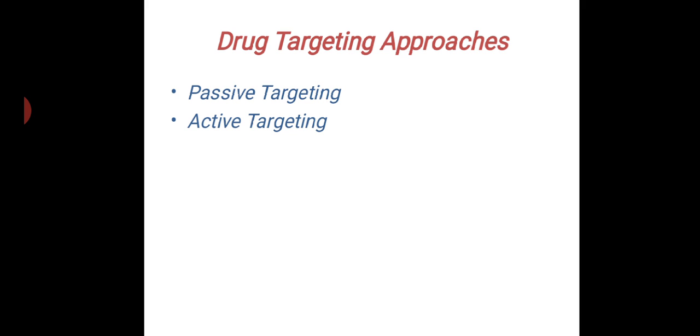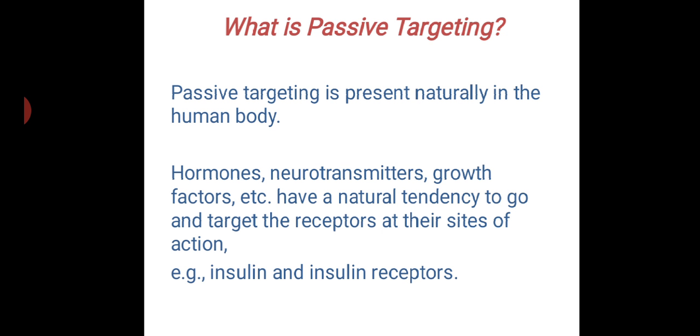There are two basic approaches: passive targeting and active targeting. Let us see what passive targeting is. Passive targeting is a normal procedure that is happening naturally in our body. For example, hormones and neurotransmitters have the natural tendency to go and target the receptors at their site of action.